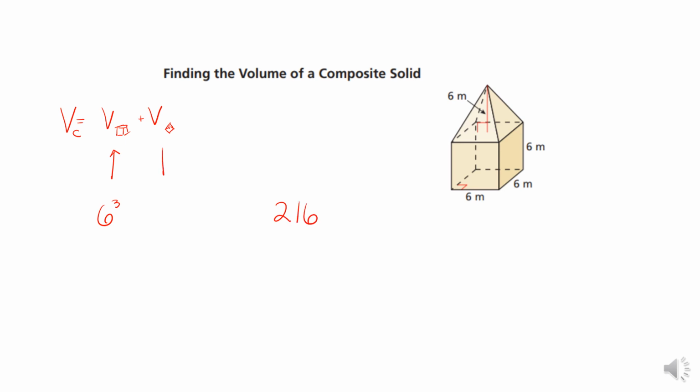Then I'm going to find the volume of this, which would be 1/3 times my base, big B, which is 6 squared, times my height, which is 6. So that'd be 1/3 of 216, which would be 72. So that would be plus 72, and that equals 288 meters cubed. That was a pretty easy problem, and that's how you do composites.